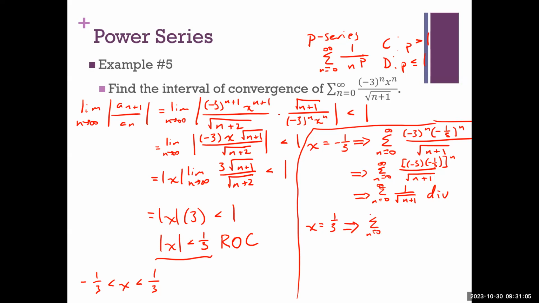So this becomes the series of -3 to the n times 1/3 to the n over radical n plus 1. So in the same way that I simplified the numerator last time, -3 times 1/3 is -1. So I have -1 to the n over radical n plus 1. What does this series do? We said the non-alternating one diverges. How about this one?